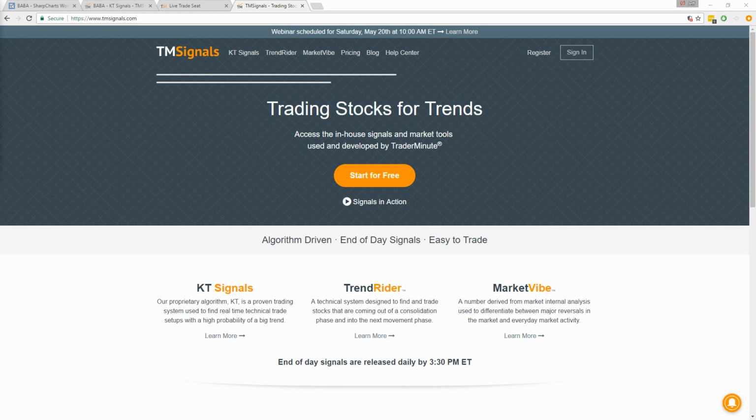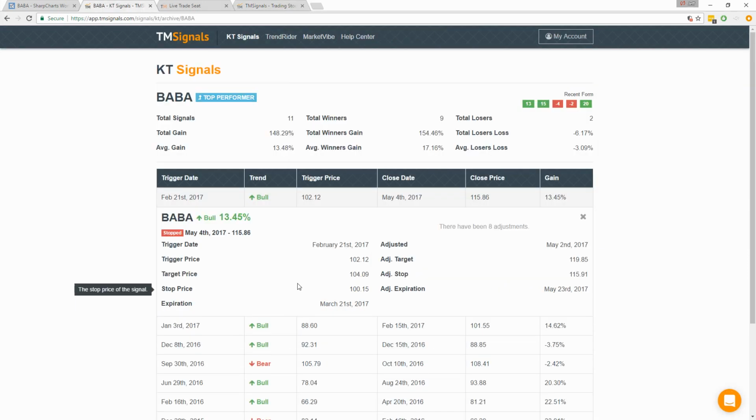We'll then take a look at the MarketVibe, a little more in detail, and what some of the action has been this week with it. We'll talk about some end-of-day signals, and how the stops and price targets adjust for each of these signals. So let's get down to it and take a look at option trading application, and let's start with a signal that came in on Alibaba.